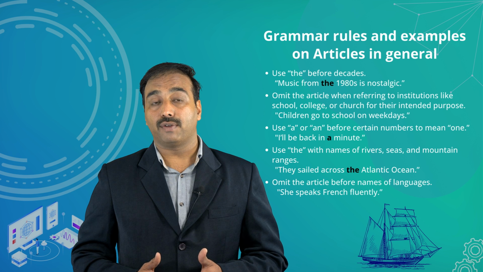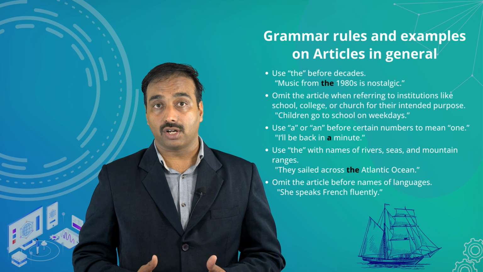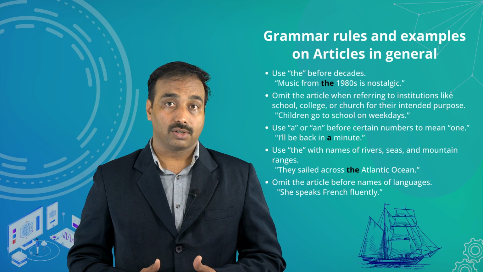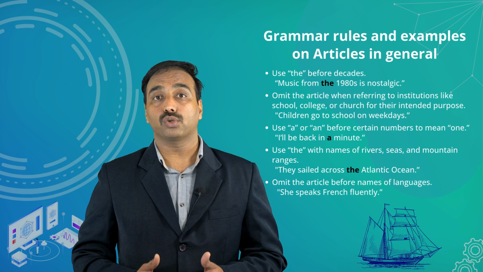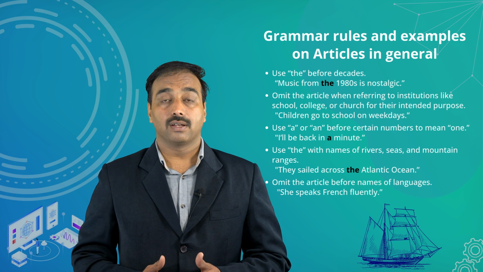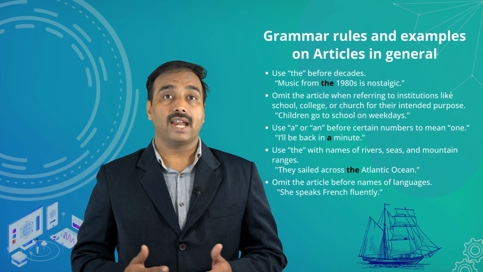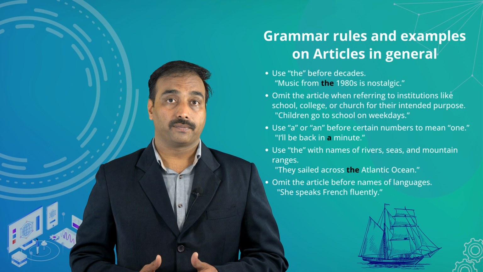Omit the article when referring to institutions like school, college or church for their intended purpose. For example, children go to school on weekdays. Here, the omission refers to the general activity of attending school.